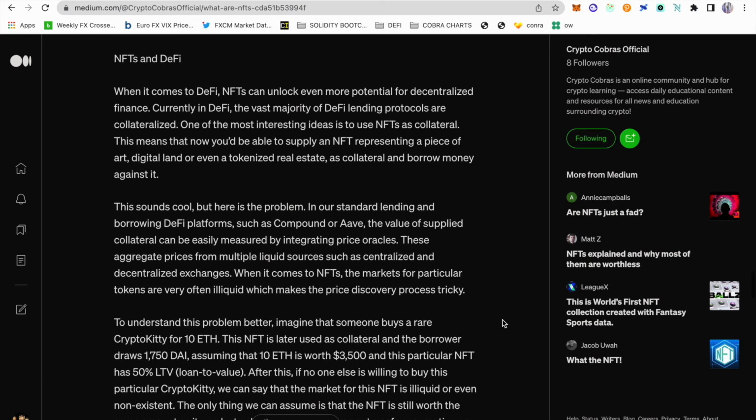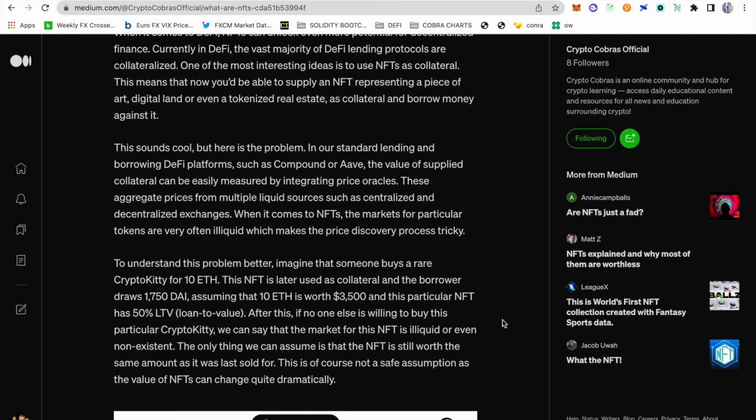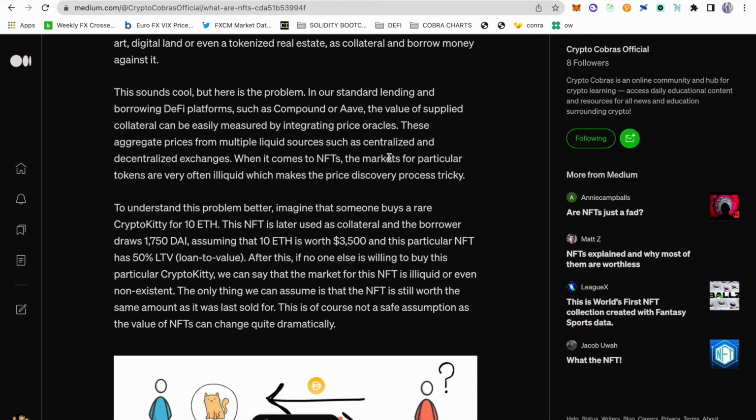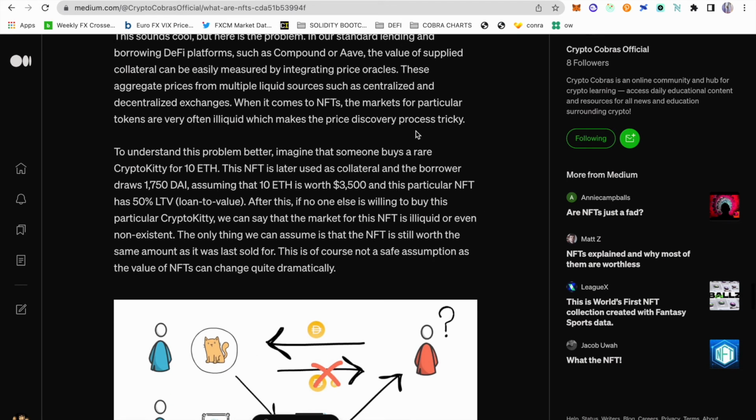So this means that now you'd be able to supply an NFT representing a piece of art, digital land, or even tokenized real estate as collateral and borrow money against it. This sounds cool, but there is a problem. In standard lending and borrowing DeFi platforms such as Compound and Aave, the value of supplied collateral can be easily measured by integral price oracles. These aggregate prices from multiple liquid sources such as centralized and decentralized exchanges. When it comes to NFTs, the markets for particular tokens are often illiquid, which makes the price discovery process tricky.